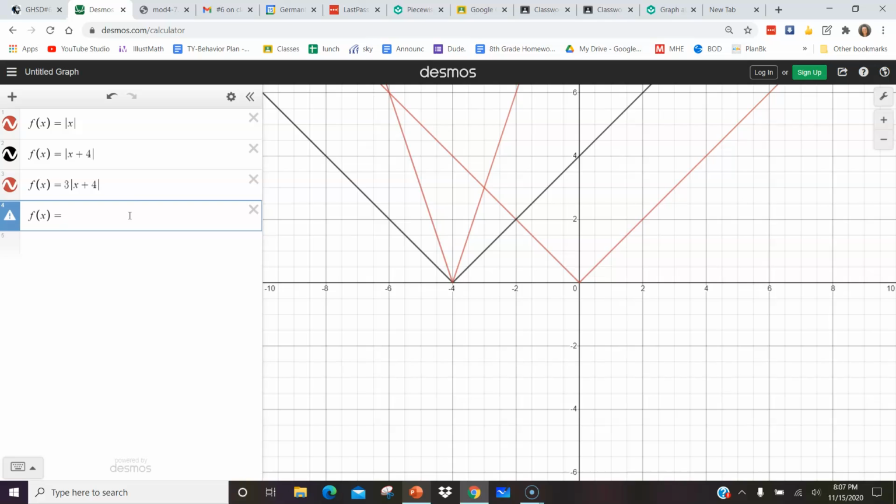Okay, what do you think is going to happen? What do you think is going to happen when I move them up 5 units? I hit +5. I just said the answer, didn't I? I'm such a slow typer. Ready? Boom. There it is.